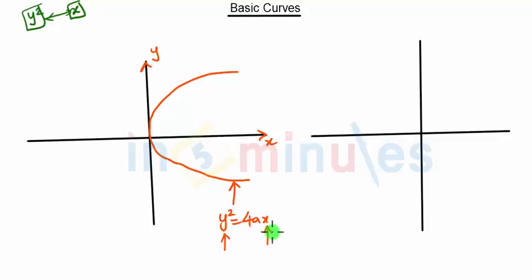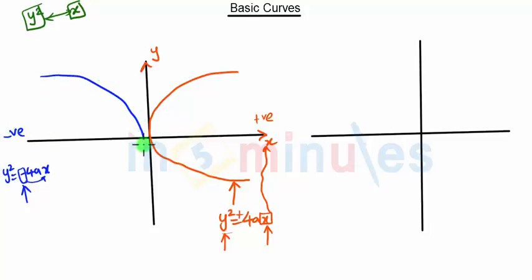Whenever we have this kind of curve, it will always be symmetric about the x-axis, because the equation is linear in x. Here we have plus 4ax, so this curve opens towards the positive side of the x-axis. Similarly, when the equation is y square equal to minus 4ax, this curve is also symmetric about the x-axis. But here we have minus 4ax, therefore this curve will open towards the negative side of the x-axis.